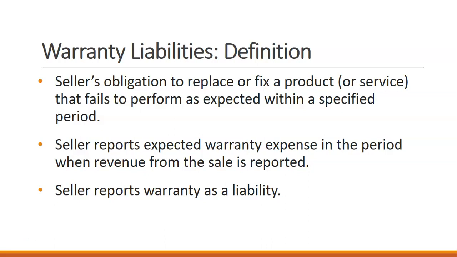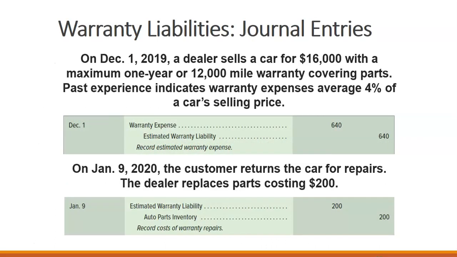So for this expected warranty expense, we have to record an estimate of our warranty expense when we record the sale. And we report that warranty expense as a liability until a customer comes and uses it. So then they bring in a broken thing and we have to provide a service for that or a new piece of equipment. So in this example, we have a car with a 1-year or 12,000 mile warranty.